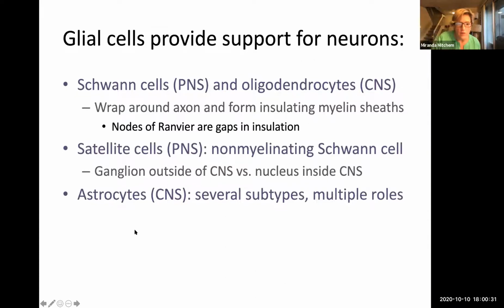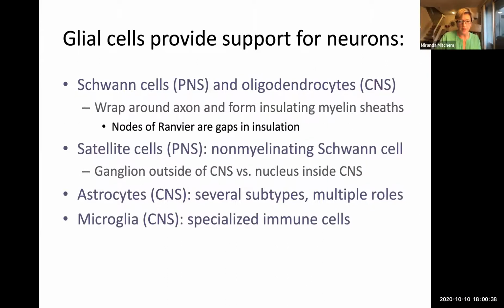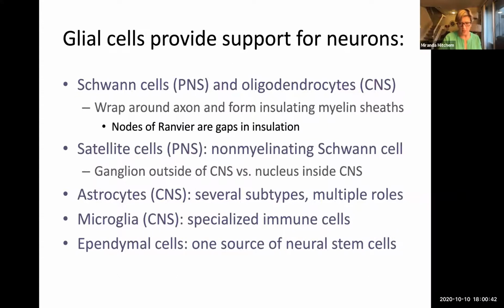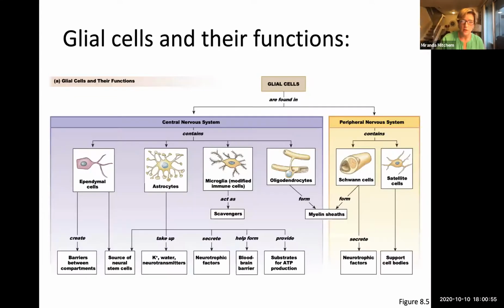All right, we've got our astrocytes in the central nervous system, and we've got a few types of these. Microglia. We've got the ependymal cells, and these are important in regeneration. These are a source of stem cells that give rise to the neuron and glial cells. So now let's look at it here. This is a much easier way to look at it rather than in a list of words.